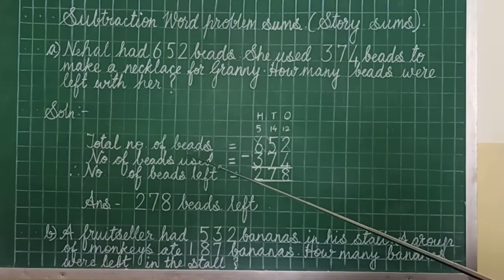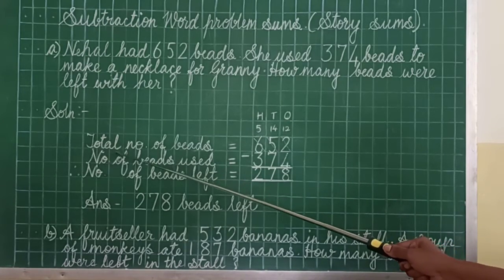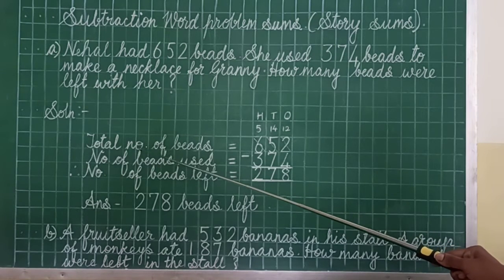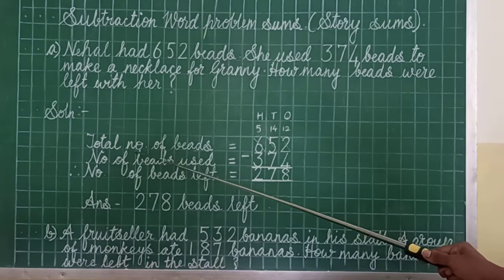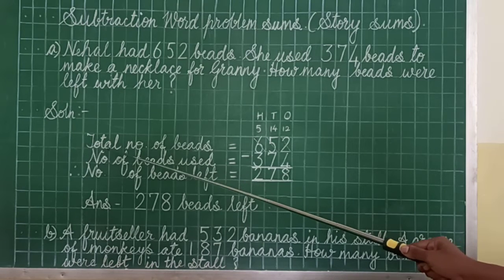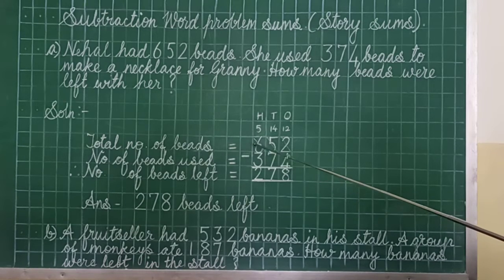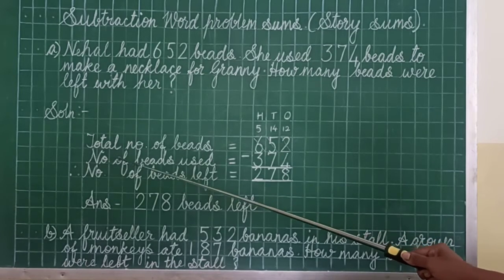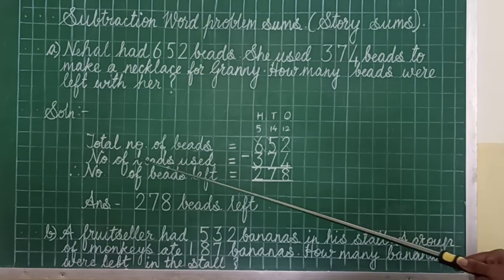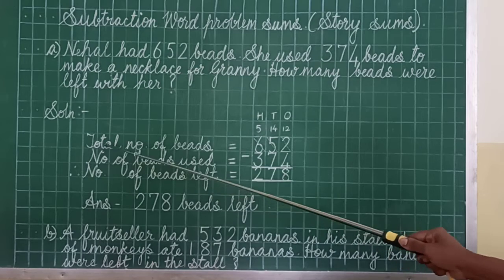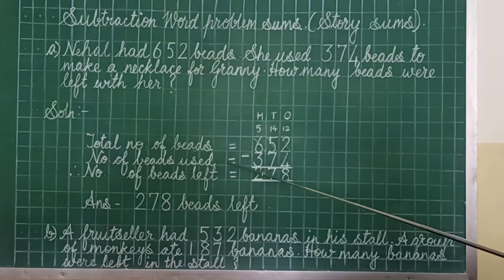Now after this line, write down total number of beads. Children, this N-O means number. It is the short form of number. So total number of beads is equal to 652. Now number of beads used. Again children, here NO means number. It is the short form of number. So number of beads used is equal to 374.